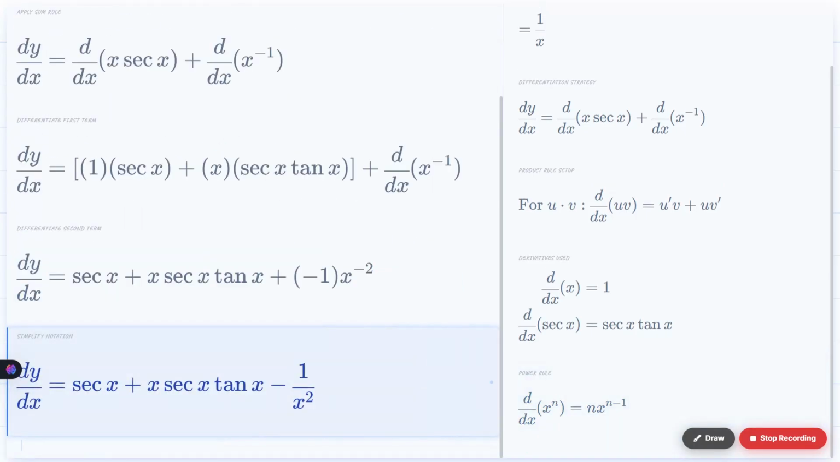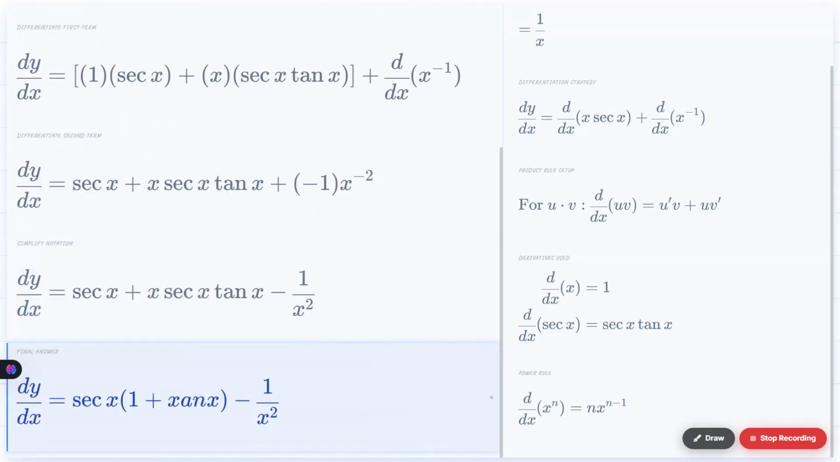We write the answer as sec x plus x times sec x times tan x minus 1 divided by x squared. We do this to make the math look cleaner and easier to read. Changing -2 as a power into a fraction is the standard way to write it.